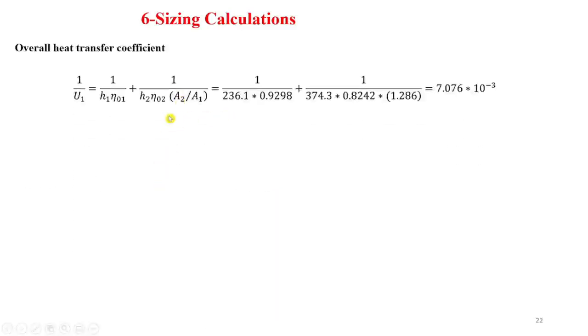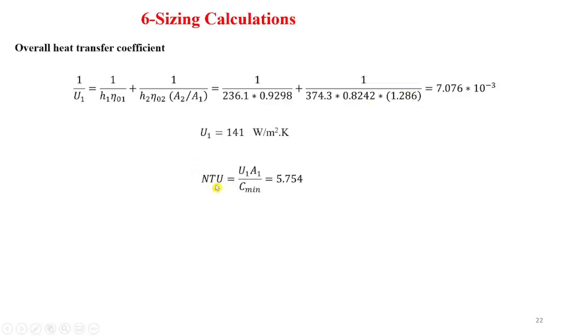So the overall heat transfer coefficient is given by this expression, assuming that we have only two resistances: the convective resistance for side 1 and the convective resistance for side 2. So we substitute the values. We calculated h1 and h2, the heat transfer coefficients for side 1 and side 2. We also calculated eta 01 and eta 02, the overall surface efficiencies for side 1 and side 2. And we know the area ratio A2 over A1 with this value. When you substitute, you get U1, the overall heat transfer coefficient, 141 watt per meter square Kelvin.